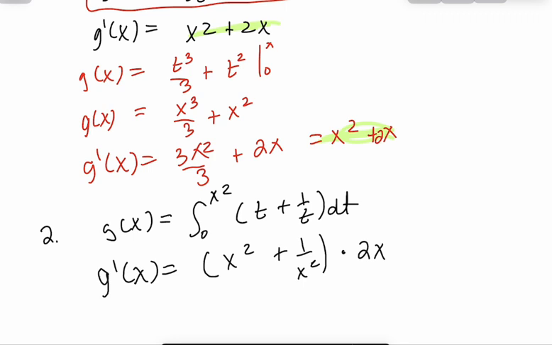We know that the derivative of a constant is 0, so even if the lower bound was a number like 1 or 2 or 7 or whatever, it would end up going away when we did the derivative, so that's why we don't need that.